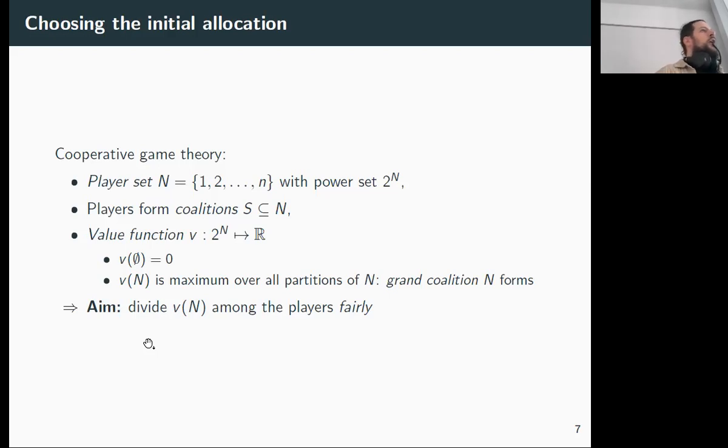This is standard TU game stuff. We have a player set that is going to consist of the countries. These players form coalitions, and for each coalition, we determine a value by the value of the characteristic function. We assume that the grand coalition value is the maximum over all partitions of the player set, which is actually going to be the case for the games that we are interested in. And we would like to divide this grand coalition value in some fair manner.